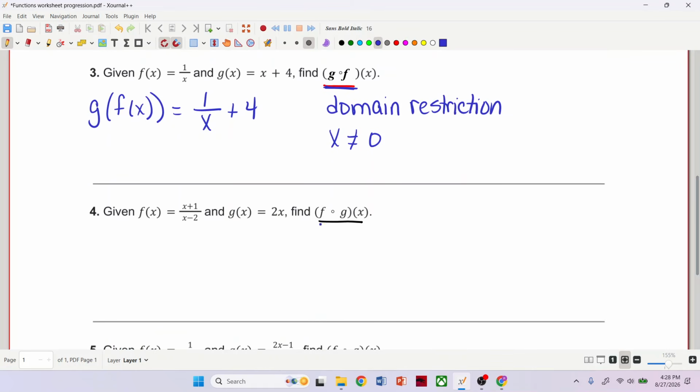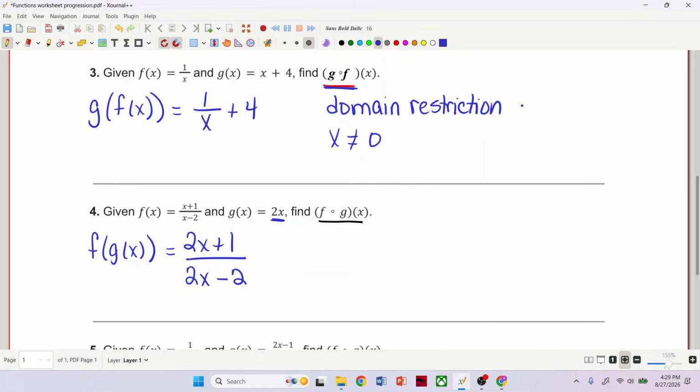All right. This one wants f of g of x. So we went backward to the other way. And you have to look at it to see which one they want you to plug in. So everywhere in f, every x, we're going to plug in 2x. So I end up with 2x plus 1 over 2x minus 2. I can't simplify this. Even if I factor the 2 out, I'm still going to have x minus 1. So there's nothing I can do to help myself here. So I'm just going to leave it like this.